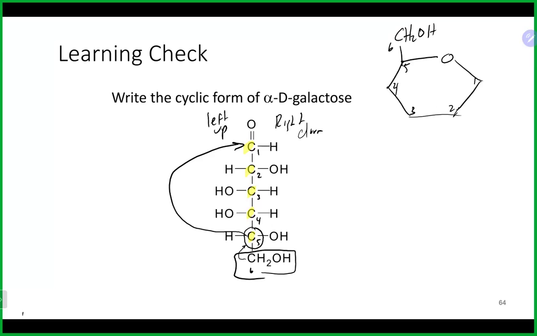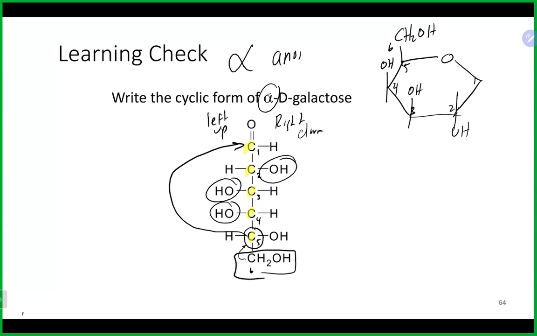So we're going to skip number 5 and go to 4, and my OH here is on the left, which means I should put my OH up. We'll go to number 3, also on the left, which means my OH there will go up. We'll go to number 2, which is on the right, which means my OH will go down there. And again, this last OH is going to be determined by what they asked you to draw. In this case, they want you to draw the alpha anomer. And that means down there is going to go my last one.